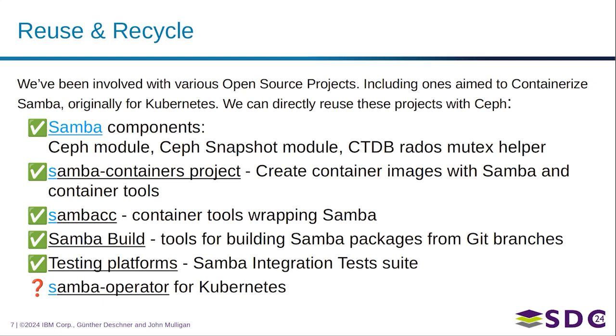In addition to these deliverables, we have Samba Build, which allows us to build Samba packages from source, as well as a testing platform also maintained by members of our team. Finally, we had originally been working on a Samba Kubernetes operator. This operator is not used within the Ceph platform, but the work that we did while working on it was a huge learning, and we were able to reuse a lot of that knowledge when we started integrating with Ceph.